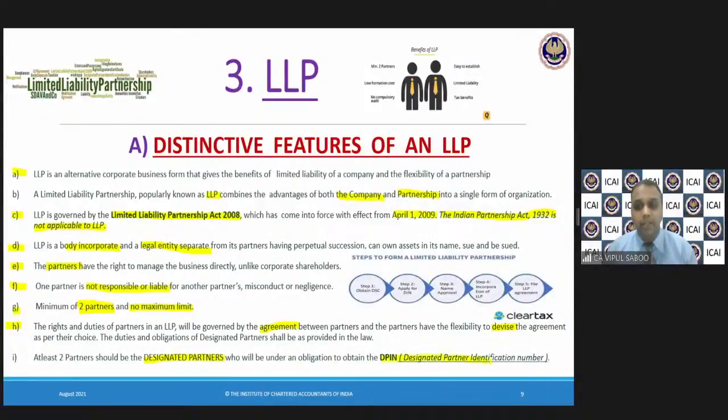What is the DPIN? Designated Partner Identification Number. This could be an MCQ in a case study. This particular designated partner needs to apply for A, PAN, B, DPIN, C, DIN. So the person gets confused whether it's a DPIN or a DIN. So DPIN, right? It is a DPIN.